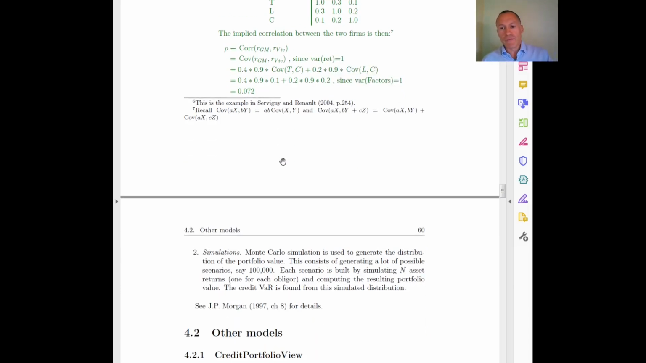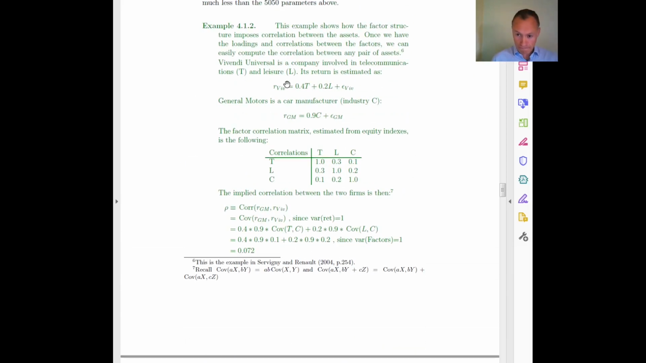The way we implement this in practice is through simulation. We have these regressions that link each of the firms in the portfolio to a small set of factors. Then we also have a correlation matrix for the factors. So how do we simulate this? We generate random draws for the factors. This in turn generates returns for the firms.